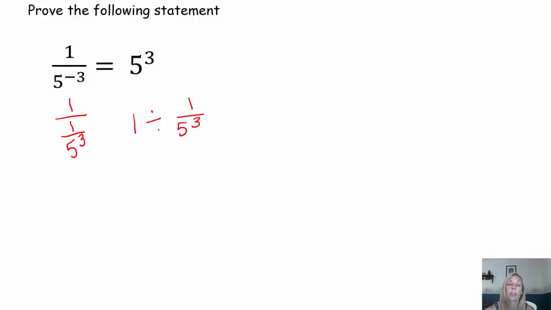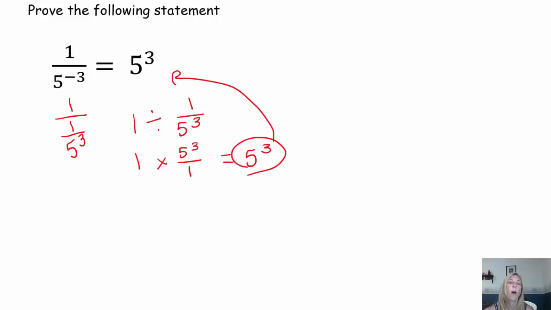When I divide fractions, I go ahead and skip, I flip, and I multiply. Anything times 1 is itself. So 5 to the third over 1, which is 5 to the third, times 1 is itself. Look, it matches what I got up here. So that's why all I have to do is take that negative exponent when it's a denominator and bring it up and make it my new numerator to make it a positive exponent.